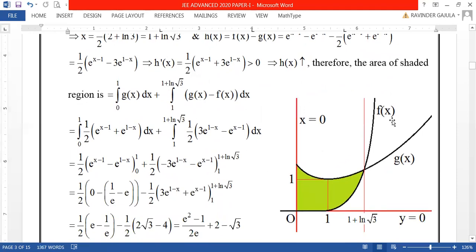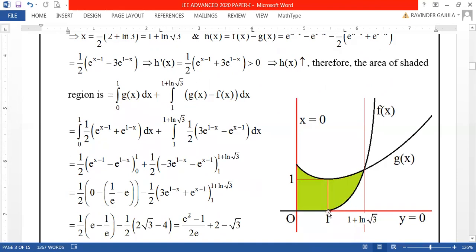See, coming to f of x, up to 1. Of course, even for x less than 0 also it is 0. But up to 1 it is 0. 1 onwards it is increasing.